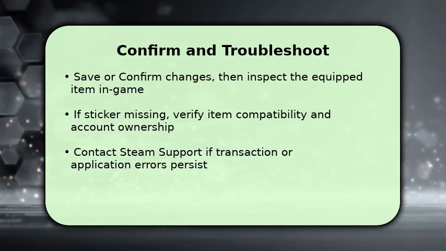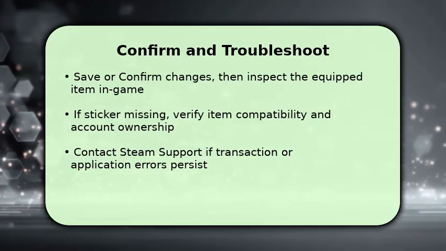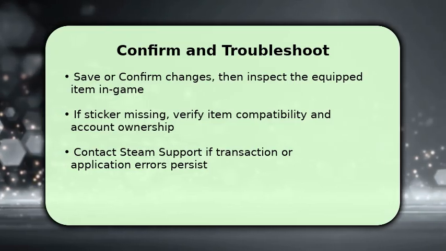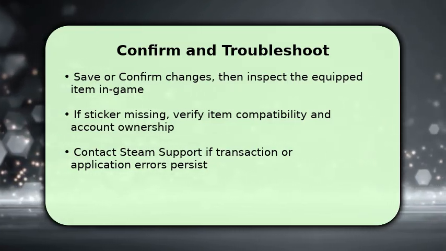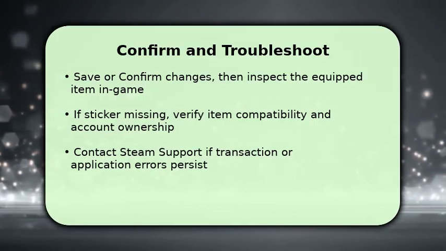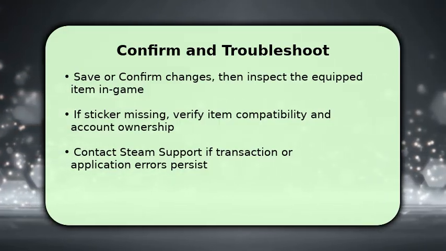If the sticker doesn't appear, double-check that the item actually supports stickers and that you own the sticker. Market listings can be purchased but not applied until transferred. Finally, if errors persist, contact Steam support with Transaction ID. They can resolve ownership or application failures so you can complete the cosmetic update.